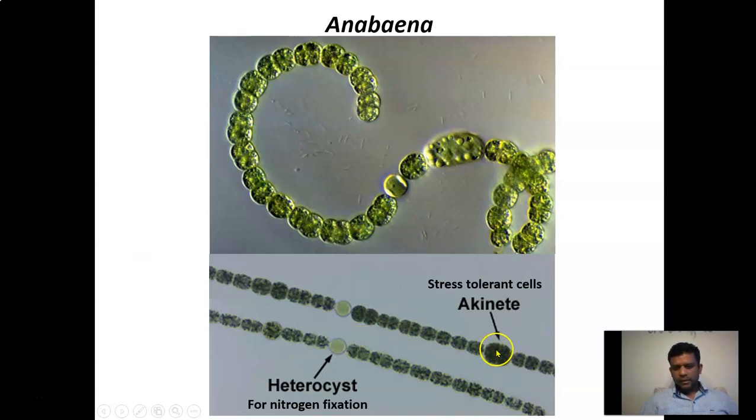Then there are other cells which are larger and thick-walled, and these are called akinetes. These are stress-tolerant cells, so cyanobacteria make these during times of stress, and they are protective and can help overcome the stress. So you can see a heterocyst, which is not much bigger than the other cells, and then you can also see an akinete, which tends to be larger than the other cells.